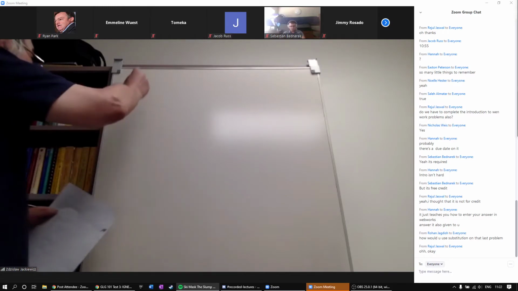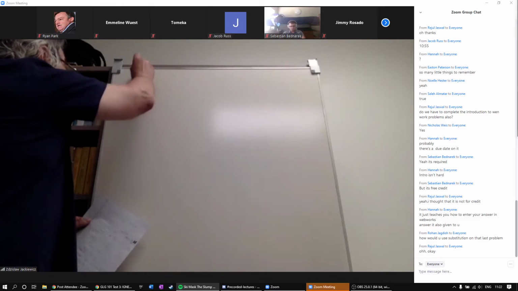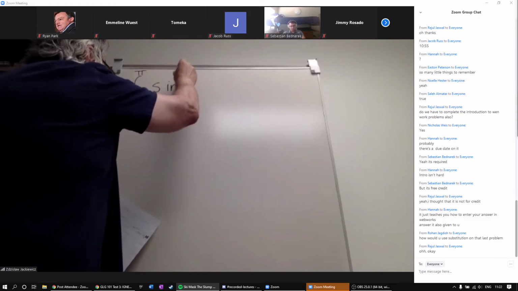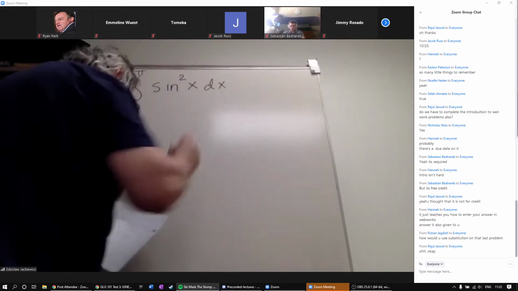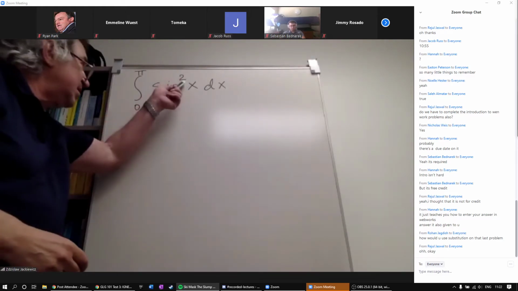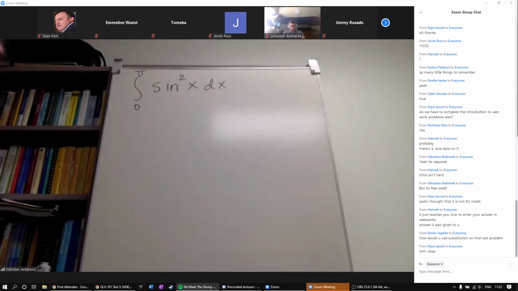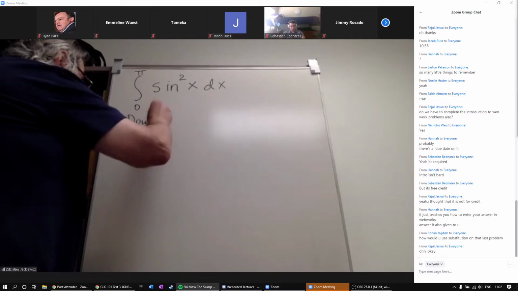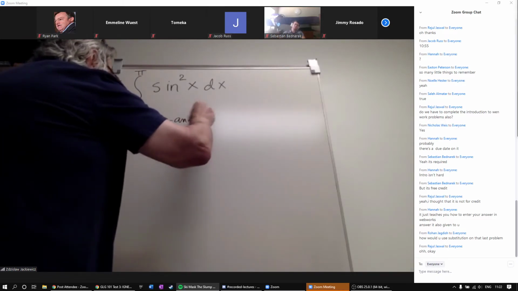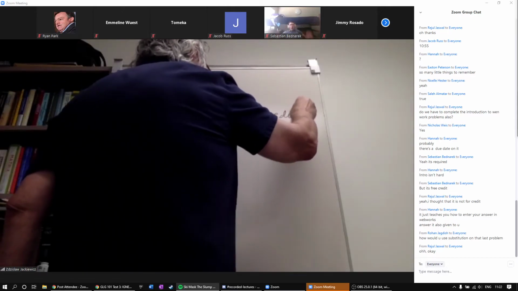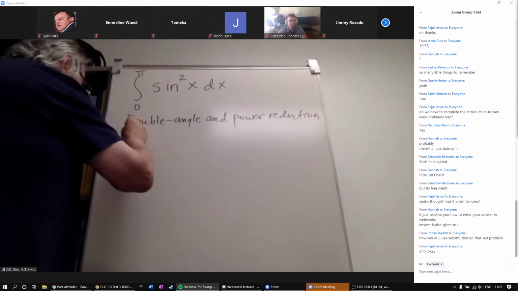Let's say that you would like to compute the definite integral from 0 to pi of sine squared x dx. When you have a square here or higher powers, that's somewhat complicated. So we will need something that is called double angle and power reduction formulas.